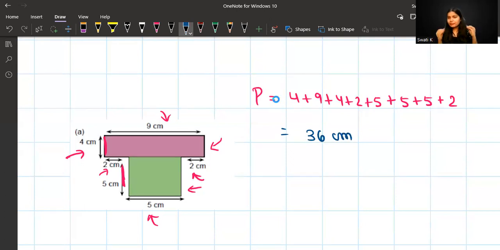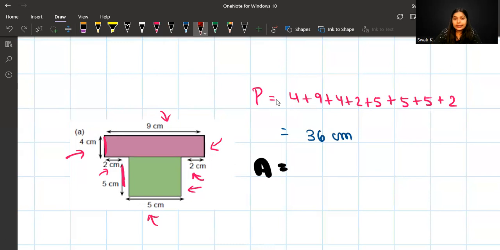Again, I'm repeating. If you think that I'm doing some calculation mistake, make sure you let me know in the comment section. So let's go to the area. I think I'm just speaking in like a 4G speed. Anyway, so area is of course the sum of the purple part plus the green part.